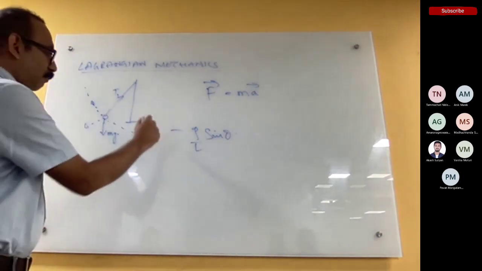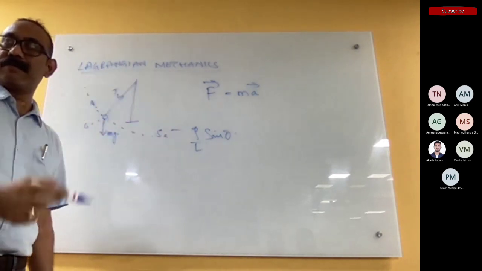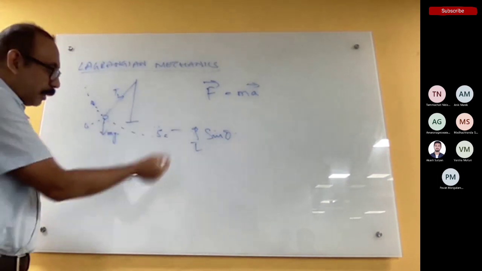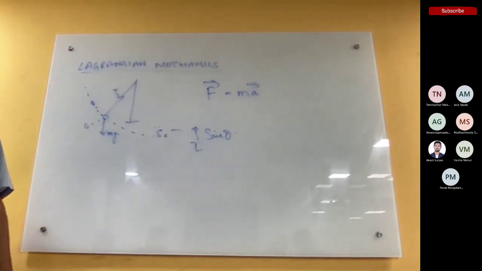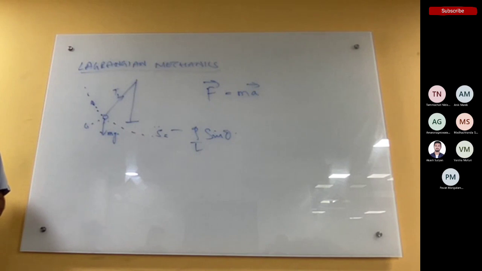An acceleration, which is s dot dot, and then you keep integrating. You want velocity, integrate. You get velocity, you integrate once more, you get displacement. So this is how Newtonian mechanics does it.